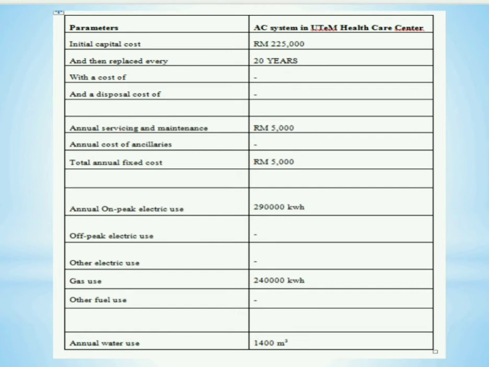When we see the next slide, this is an example of the life cycle cost: the life cycle cost of the air conditioning system in a UTM Healthcare Center. After the parameters are applied in this formula, we get that the LCC obtained for the air conditioning system in a UTM Healthcare Center is RM 11,105 ringgit.